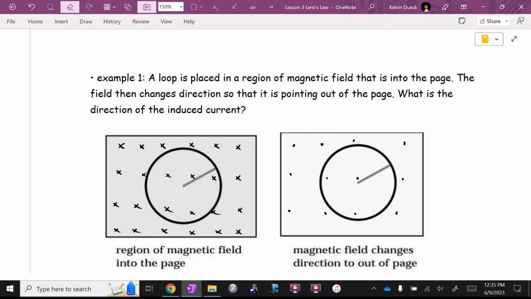So everybody point your right thumbs into the page. Will the current that's induced be clockwise or counterclockwise? You know what? It's going to be going this way, yes?